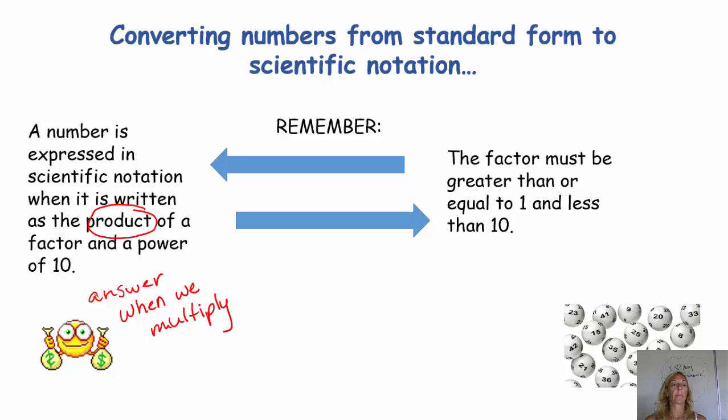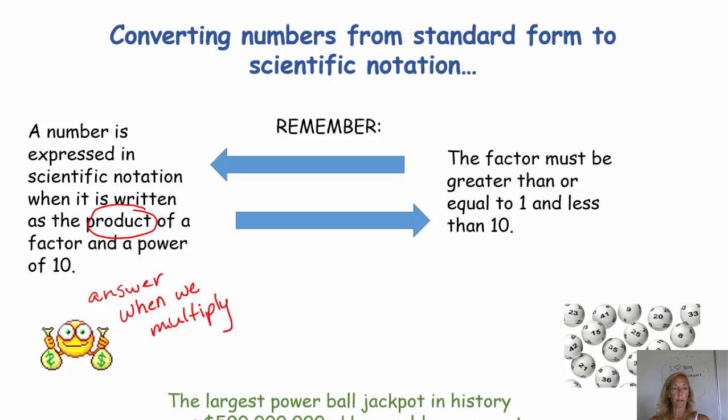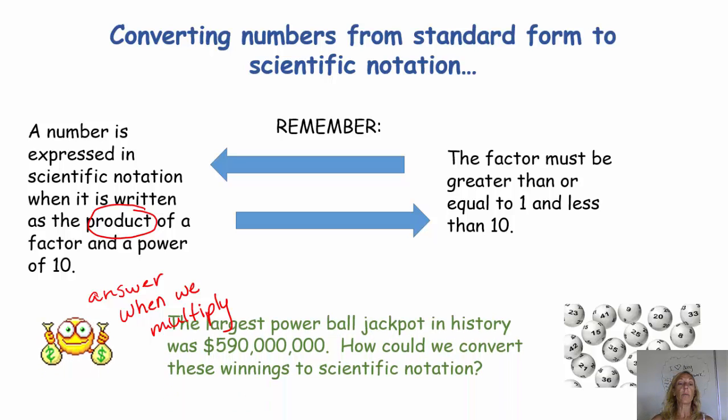Ooh, look, there's Mr. Moneybags hanging out. Okay, so now this is what we're going to do. Let me erase this so you can actually see what's written there. It says the largest Powerball jackpot in history, and this is true, was $590 million. That sounds pretty good right now. I might quit my job. I would never quit my job. How could we convert these winnings to scientific notation?